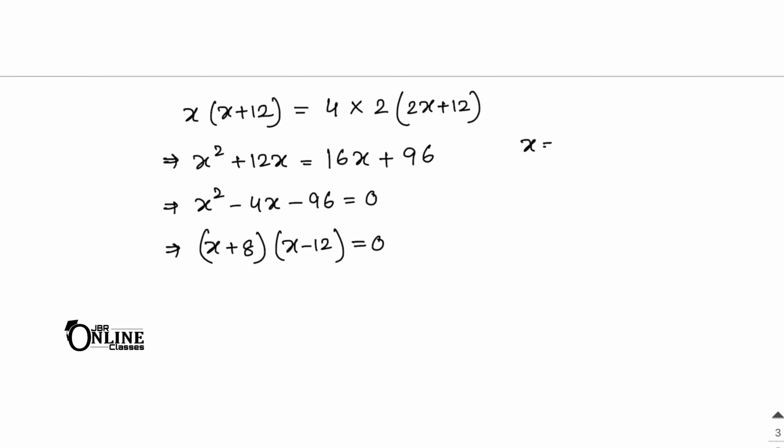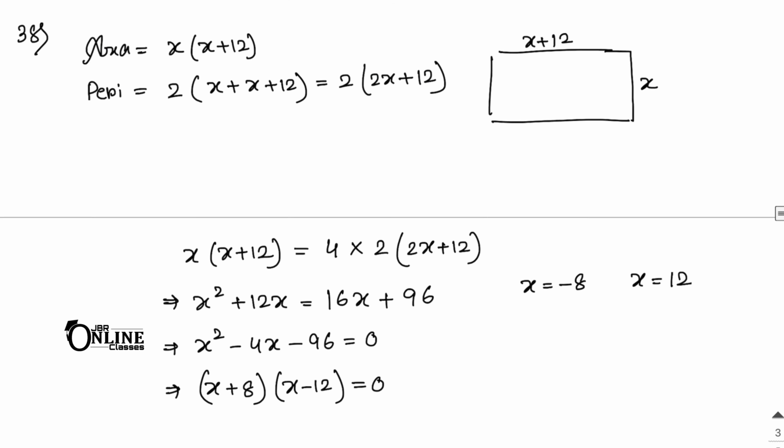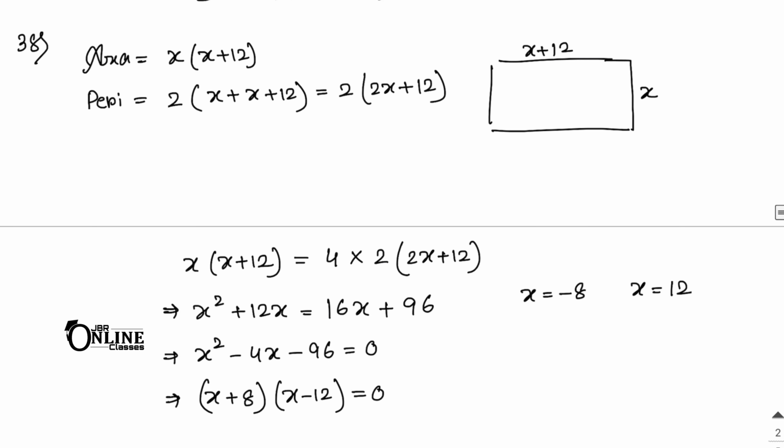That means here either x equal to minus 8, which is not possible, then x equal to 12. So as here breadth equal to 12, that means here breadth equal to 12. So length equal to 12 plus 12, it's 24. So that is your answer.